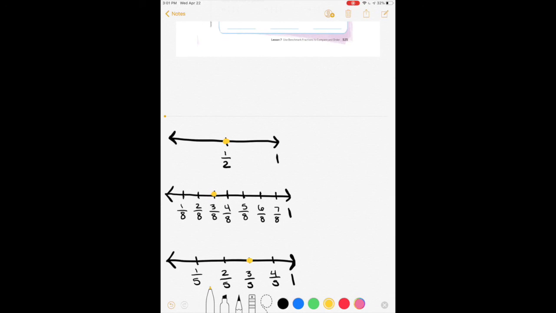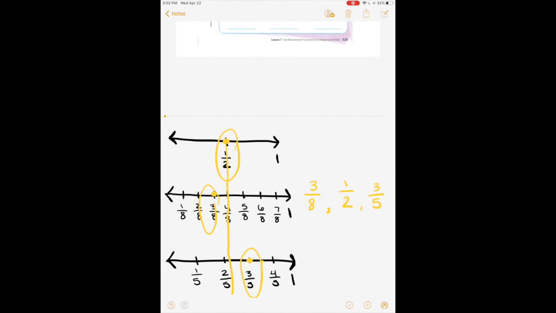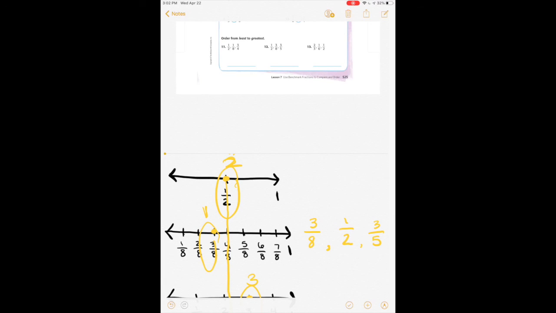Perfect. Now I'm going to take my benchmark fraction, draw my straight line down, and that puts it in order for me. So if I'm looking at all 3 number lines and comparing them, the first fraction I get to is 3/8. Then I get to 1/2. Then I get to 3/5. So in order from least to greatest, we have 3/8 first, then 1/2, then 3/5. Do we see how they fall? 1, 2, 3.